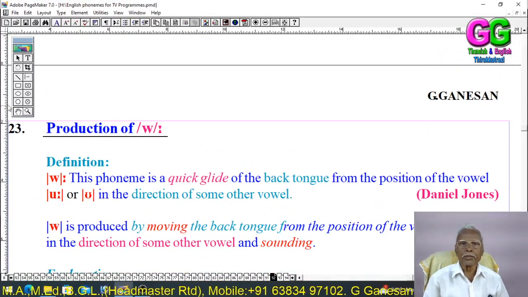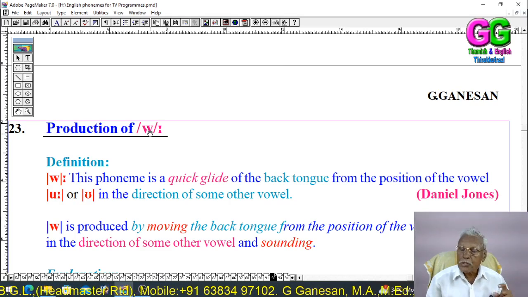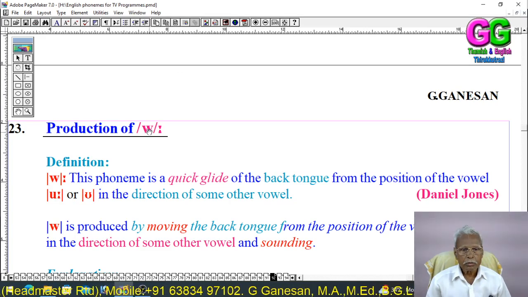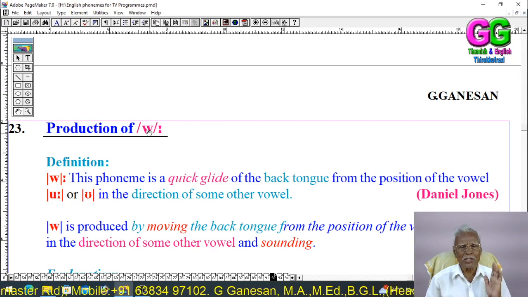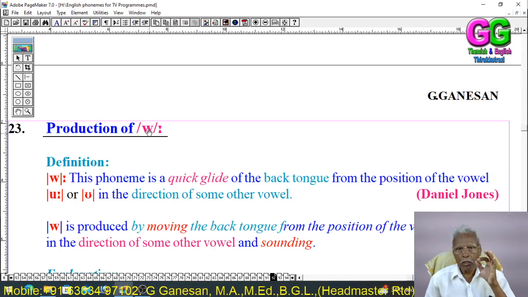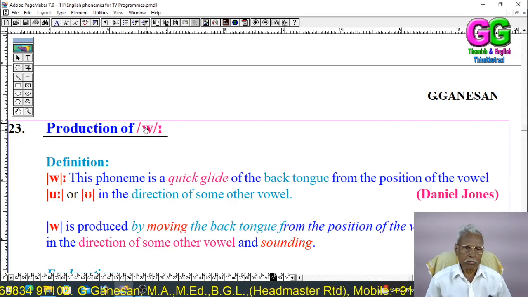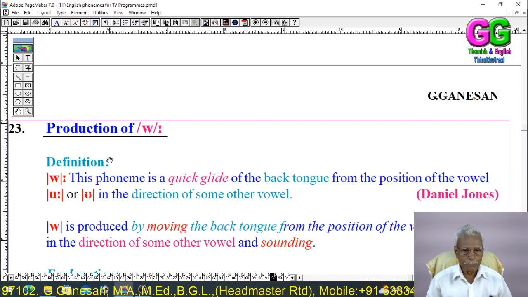And the 23rd English phoneme. That is, the name of this phoneme is O. It is more or less like a Tamil vowel phoneme O, I mean the short vowel phoneme O. Production of O.